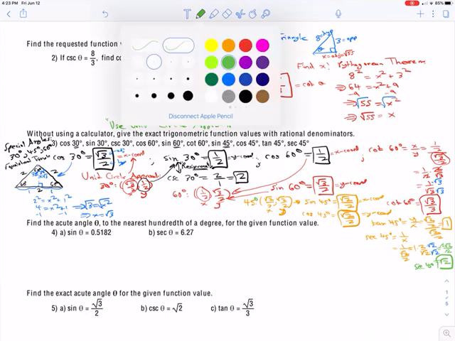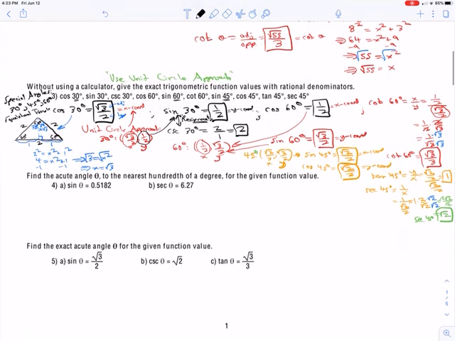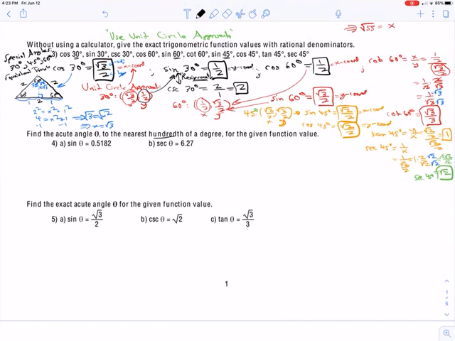All right, let's move on to problem number 4. It says find the acute angle theta to the nearest hundredth, 2 decimal places. So we're going to find theta. So the sine of theta holds a value of 0.5182. Well, if we want theta, that implies theta equals sine inverse of 0.5182. So inverse properties. So again, we got to use inverses. All right, got to swap it out.